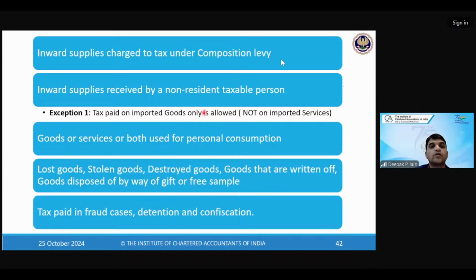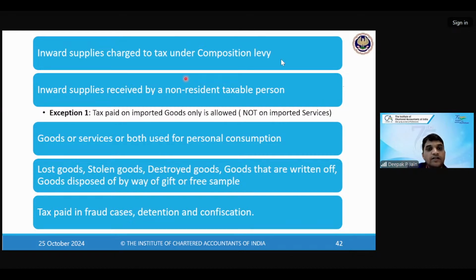Okay, let's proceed. What are the other instances of blocked credit? Inward supplies charged to tax under the composition scheme, because a composition person from whom you're buying should not charge GST first of all. That's why this is blocked. So when you're purchasing from any composition dealer, GST credit is not available.